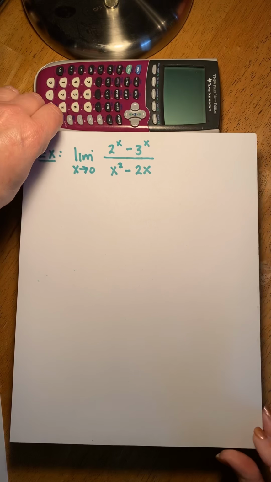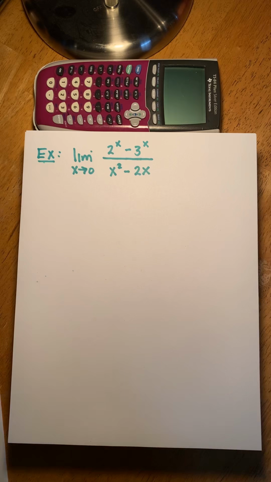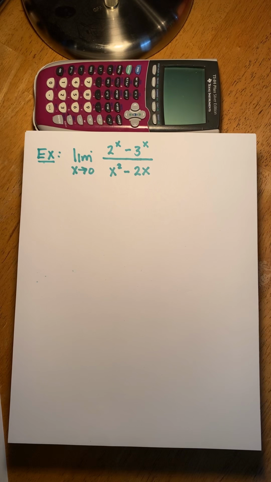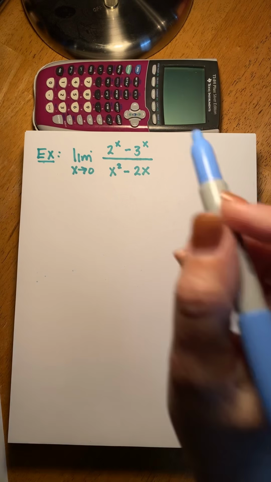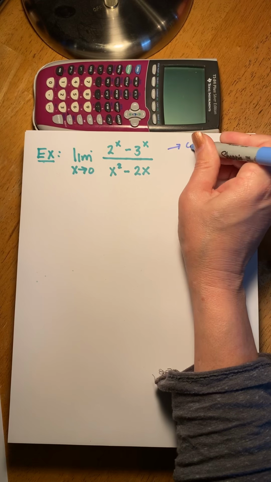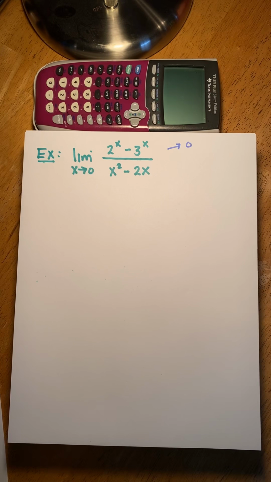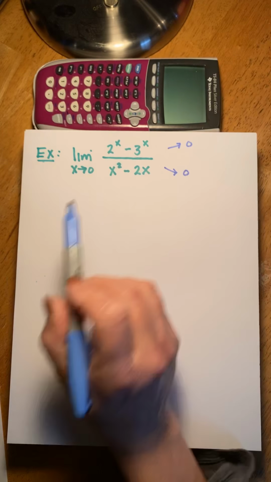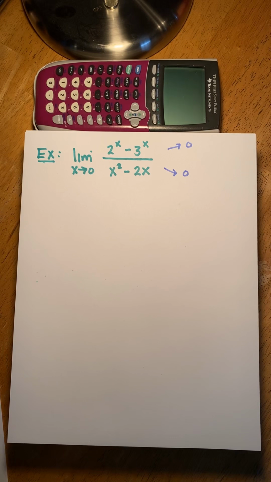All right, so let's keep going, because the more problems we do, the better we get at it. Now the limit as x goes to 0 of 2 to the x minus 3 to the x all over x squared minus 2x. Well, 2 to the 0 is 1 and 3 to the 0 is 1. So direct substitution gives my numerator 0. And it gives my denominator 0 because 0 squared minus 2 times 0 is 0. So this is a perfect candidate for L'Hopital's rule.